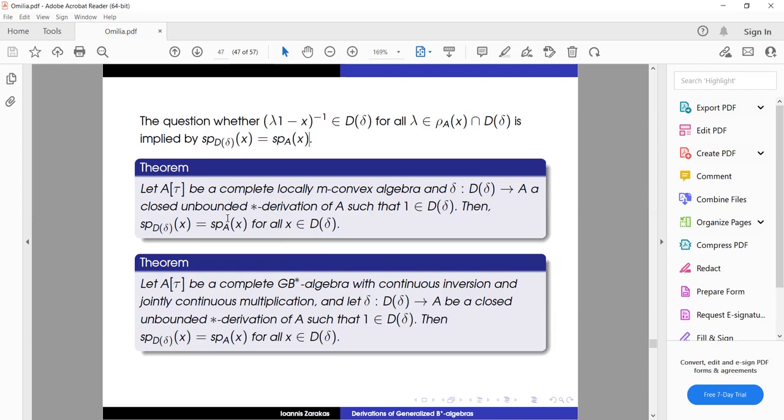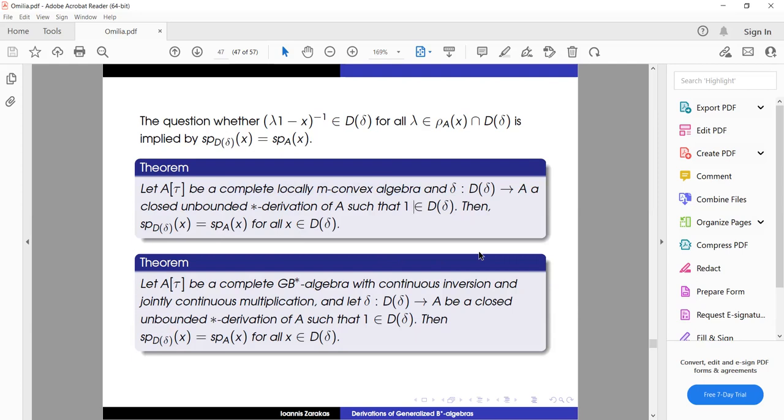So what we obtained as results, first result, if we are in a complete locally M-convex algebra and we have a closed unbounded derivation with the unit inside the domain, then we prove that the spectrums are the same, coincidence of the spectrum for any element x in d delta. This is for a complete locally M-convex algebra though, okay?